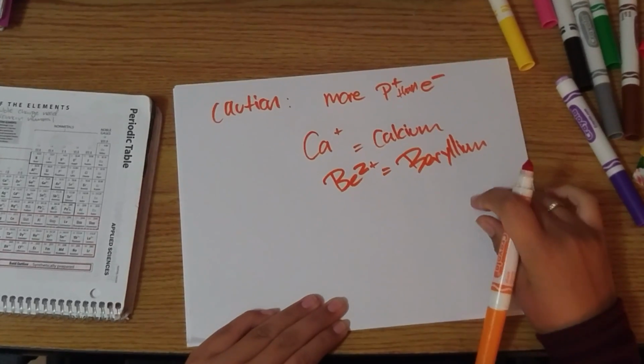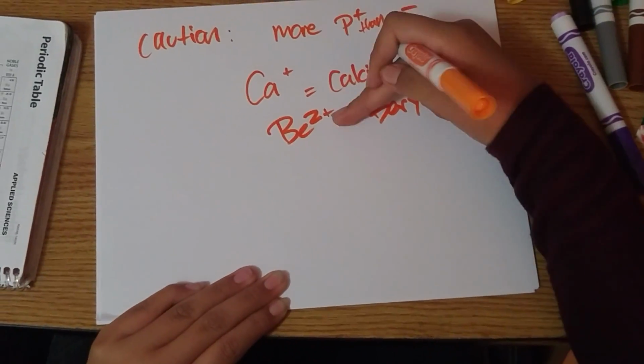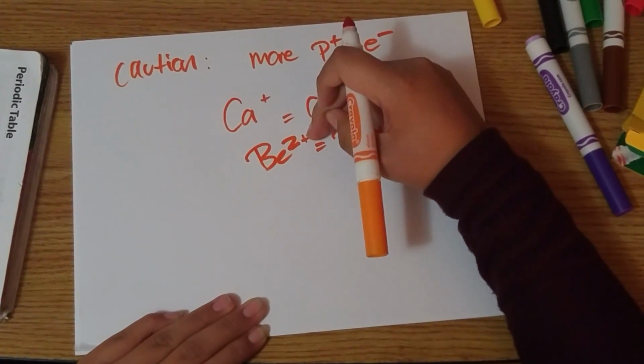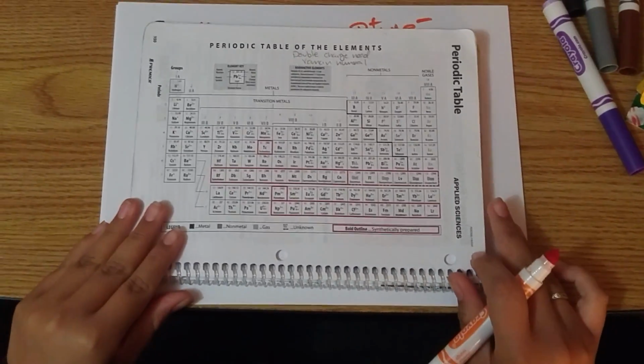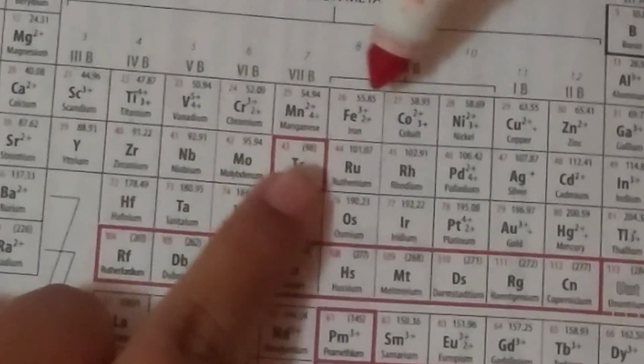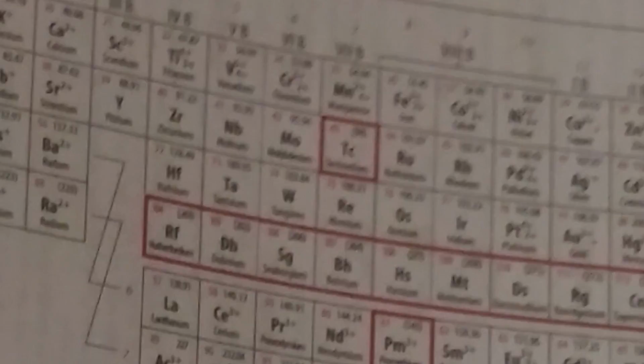Now, there are two different types of cations. These are the ones with a definite charge, meaning they only have one charge. However, in the periodic table, there are some elements that have more than one charge, and that would be these in the middle.